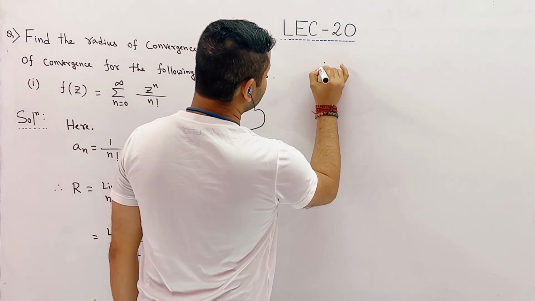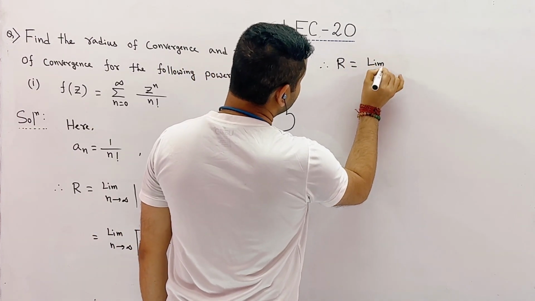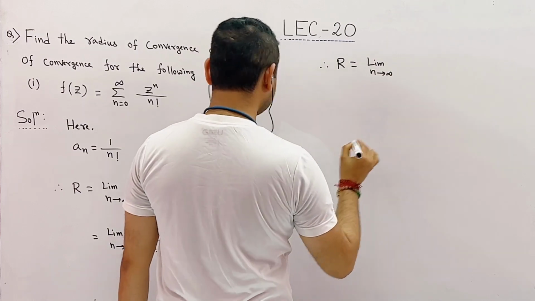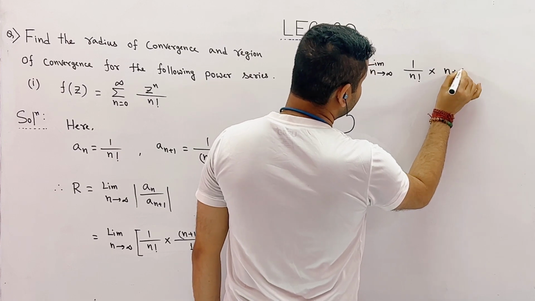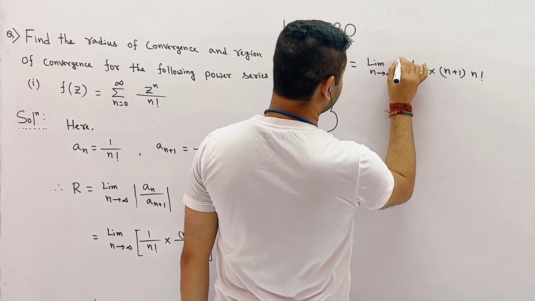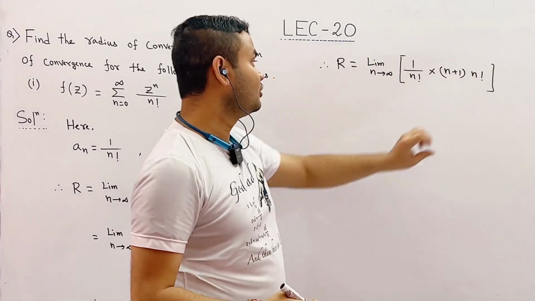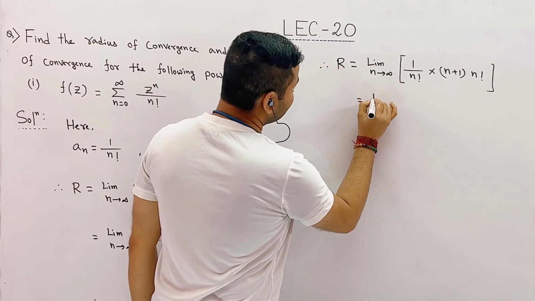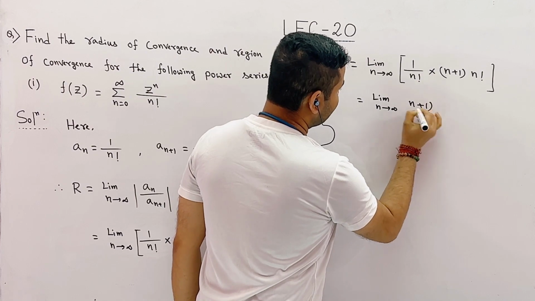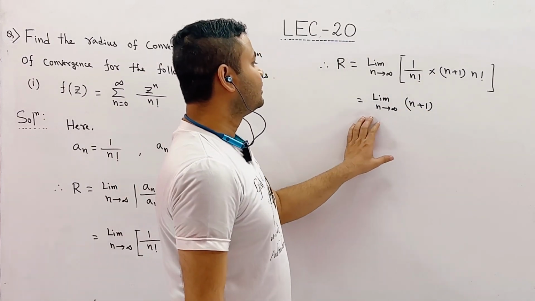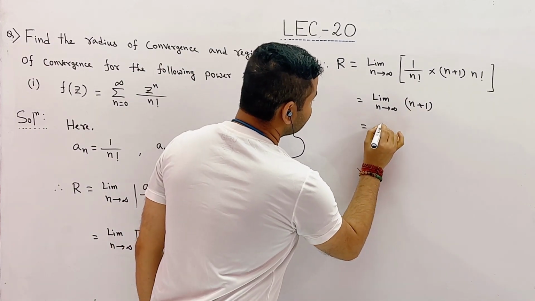So therefore R is equal to limit n tends to infinity 1 by n factorial into n plus 1 into n factorial. Here n factorial and n factorial will be cancelled out. So finally we will get limit n tends to infinity n plus 1. If we put the limit here, then we will get infinity plus 1 whose value is infinity.